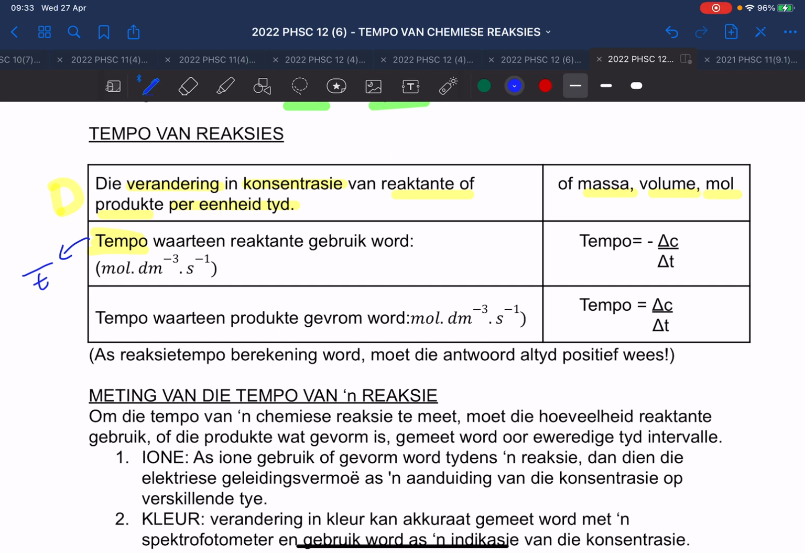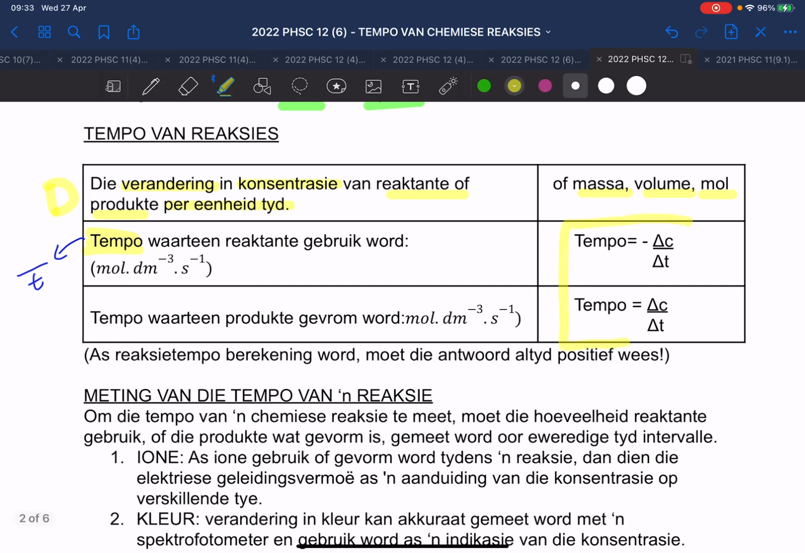Okay? Goed, so hier aan die regterkant, on the right hand side, you can see there's two equations, twee vergelykings. And they look exactly the same. Hulle lyk presies dieselfde. Except for, behalwe, die een het 'n minus in, en die ander het nie 'n minus in nie. Okay. The reason why they are like that, die rede hoekom hulle so lyk, is wanneer jy van die reaktante gebruik maak. Nee? Reaktante is die goed waarmee jy begin. The thing that you start with.